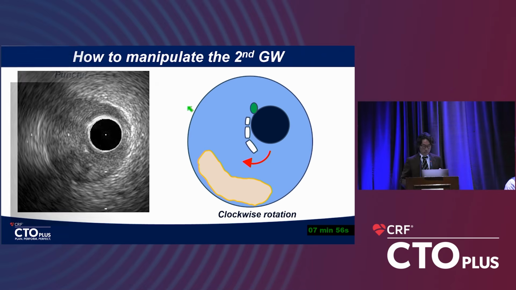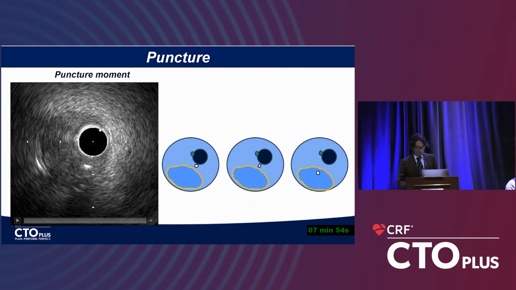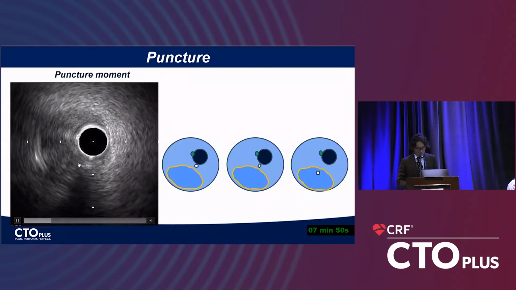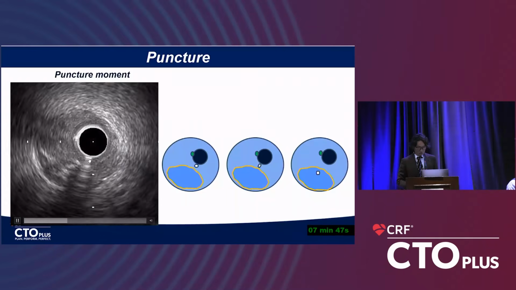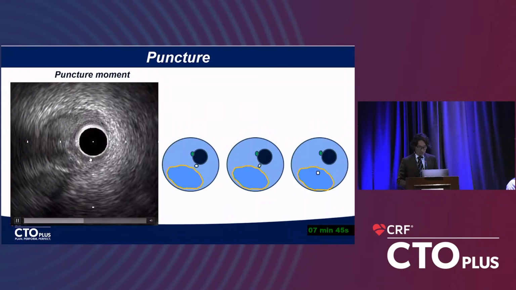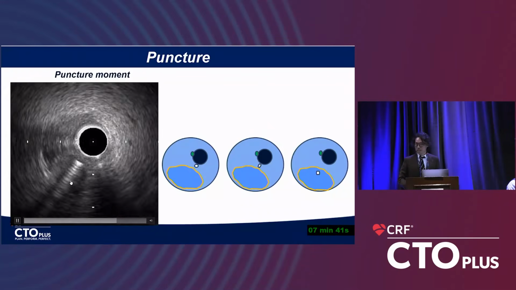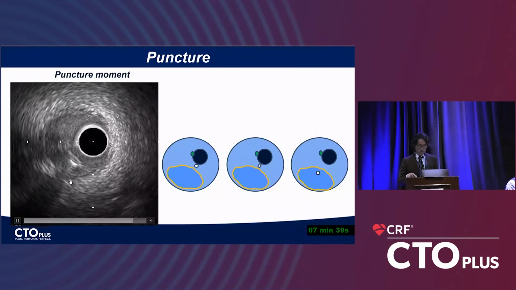This is our style of the ADR. This is the puncture moment. The guide wire tip is like that. What? 7 o'clock? Not yet. Not yet. I advanced much more strongly. Punctured now. You can see the guide wire enter the true lumen.